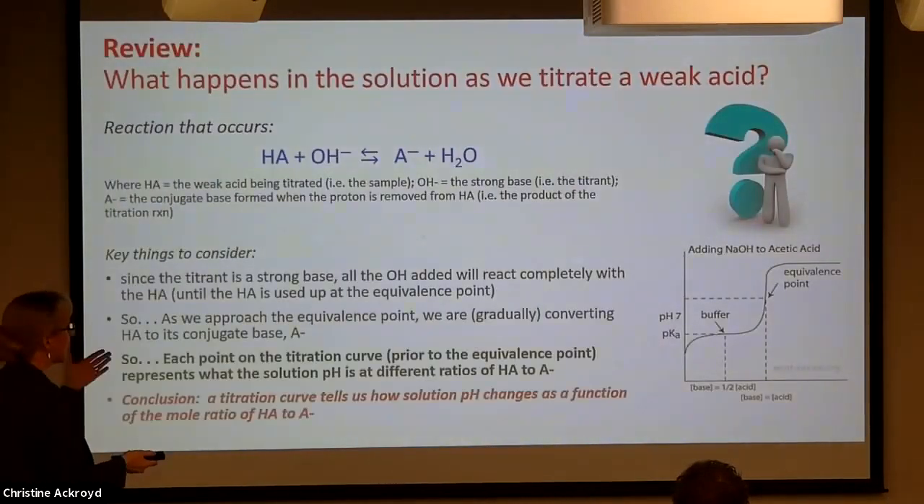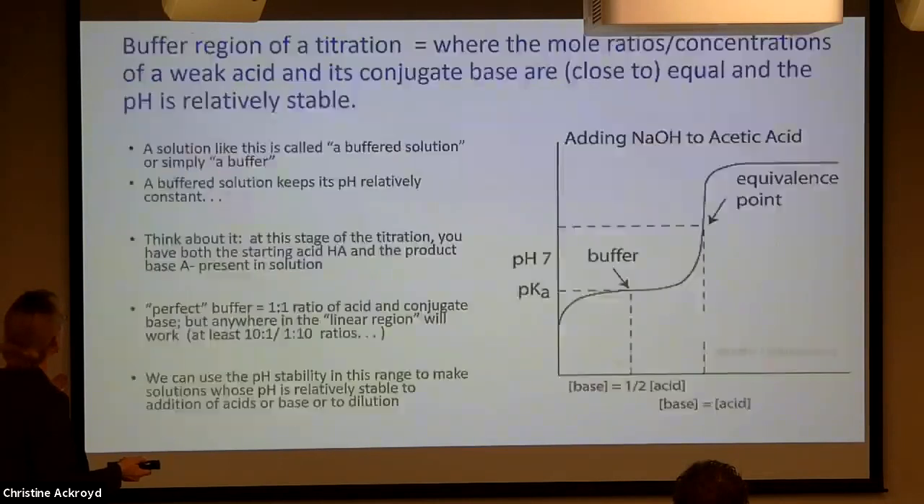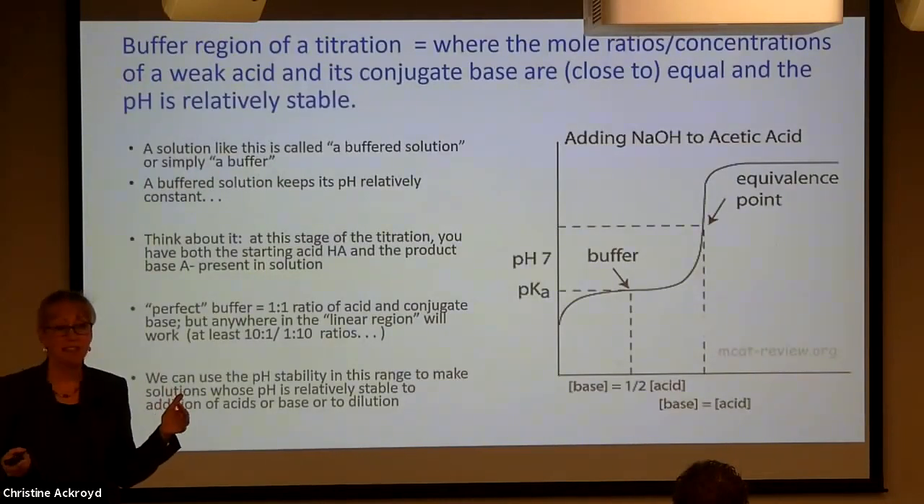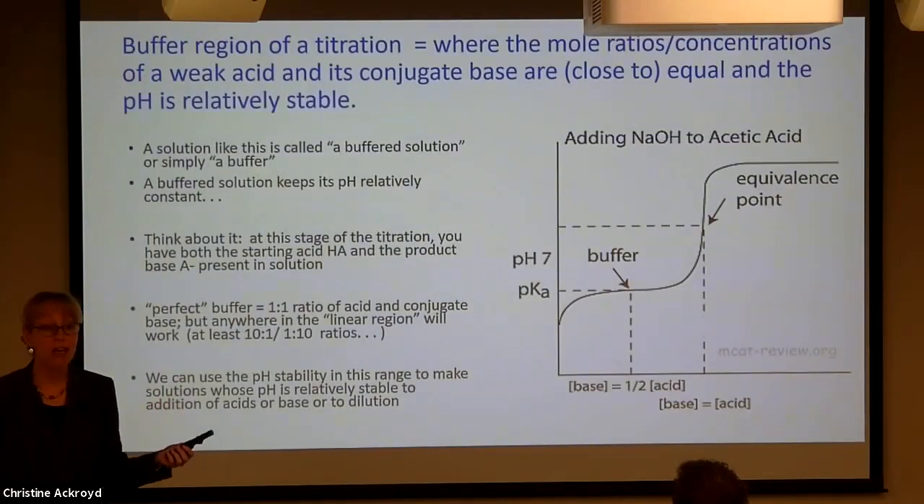So the fact that the titration curve works the way it does means that chemists have a lot of flexibility to set the pH exactly where we need it to be and to keep it there.